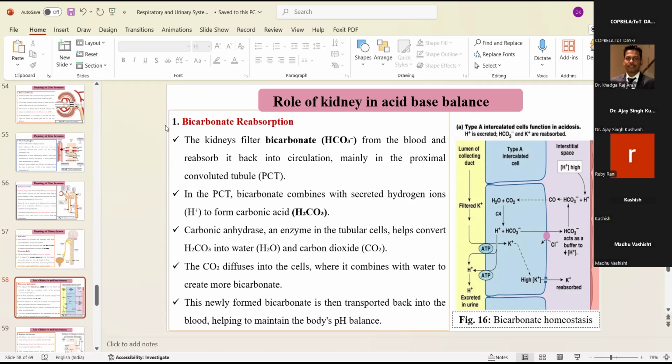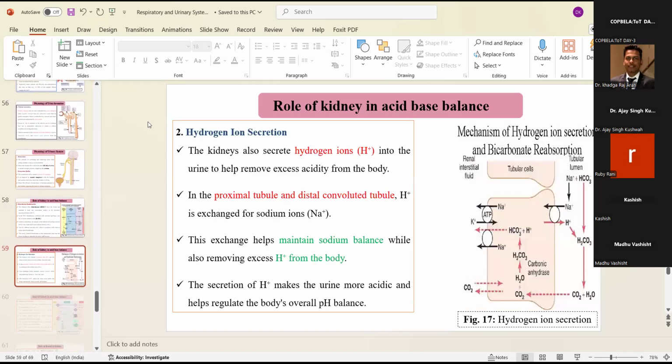In the diagram you can also see this bicarbonate ion that is filtered and reabsorbed by the PCT, and it binds with the hydrogen ion to form carbonic acid. But there is an enzyme known as carbonic anhydrase that converts this into water and carbon dioxide. This carbon dioxide diffuses into the cells and combines with water and produces more bicarbonate ion, and that is responsible for the maintenance of body pH.